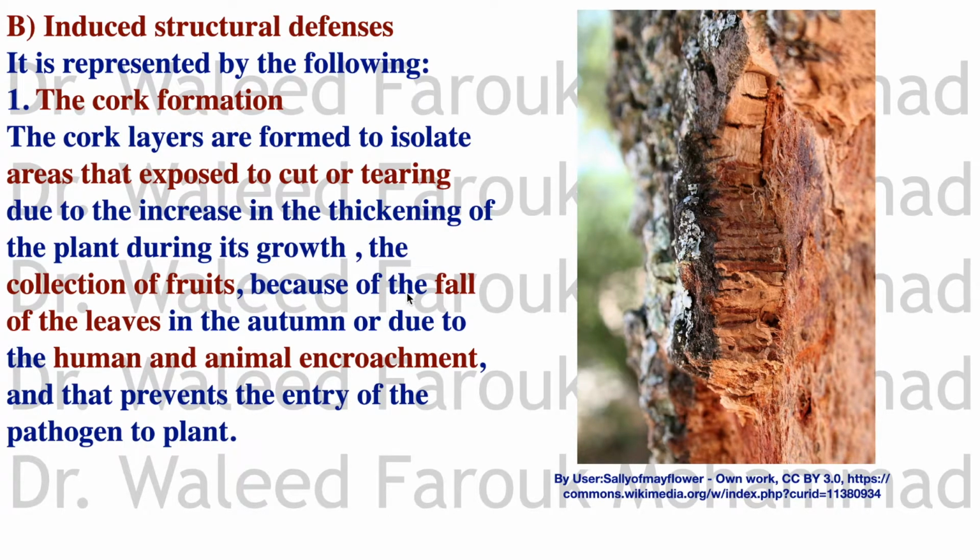بالنسبة للinduced structural defenses مش pre-existing بقى، دي الinduced زي الكورك formation، الفلين، يعني انها تكون طبقة فلين على السطح زي ما انتم شايفين هنا. The cork layers are formed to isolate areas that exposed to cut or tearing، زي مكان ورق بيقع او مكان الثمار لما تقع او مكان اتدخل فيه انسان او حيوان. And that prevents the entry of the pathogen to plant. ان البلانت لما بيتخن قشرته او بيكون طبقة فلين ده prevents the entry of the pathogens to the plant.